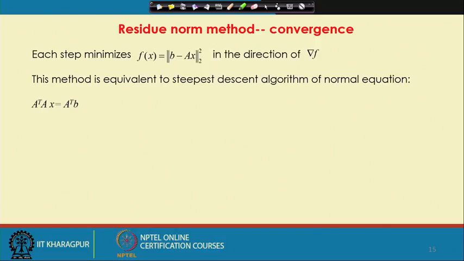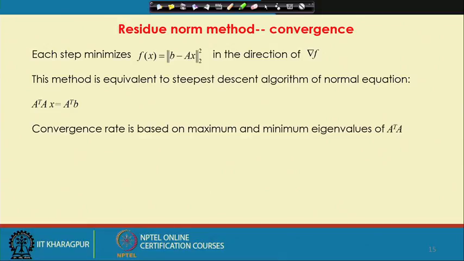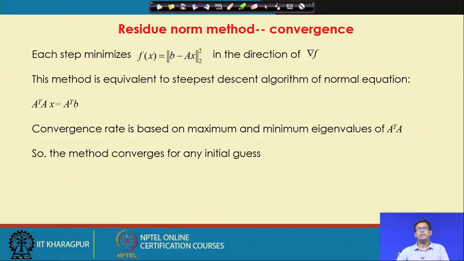So, this is a symmetric matrix. It is also a positive definite matrix, A transpose A, if A is non singular. So, this is equivalent to steepest descent algorithm on an SPD matrix. However, this is applicable for non SPD matrices. Convergence rate is based on the maximum and minimum eigenvalues of A transpose A. So, the method converges for any initial guess.